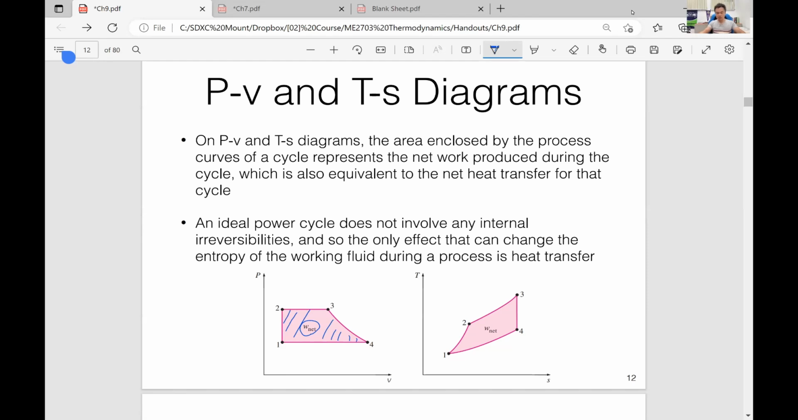And for the TS diagram, similar to a PV diagram, the area underneath a process curve on a TS diagram represents the heat transfer, right? Then the area enclosed by the process curve on a TS diagram represents the net heat. But in this case, the net heat is the same as the net work, right?